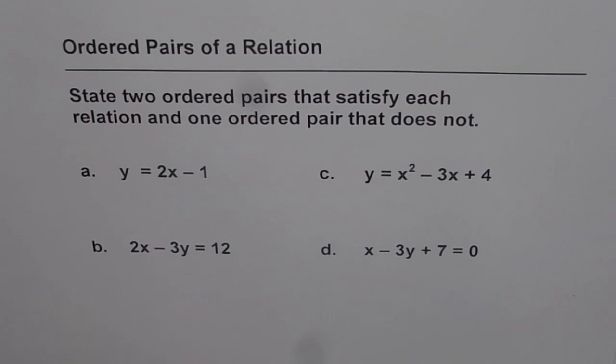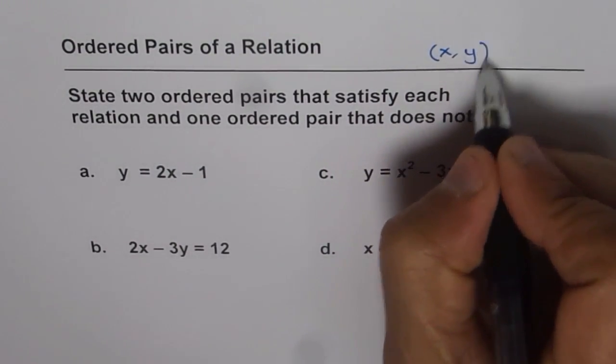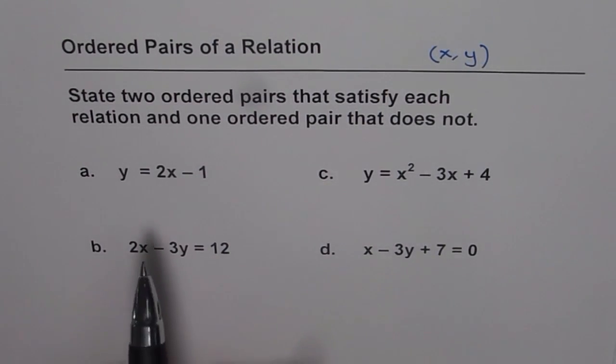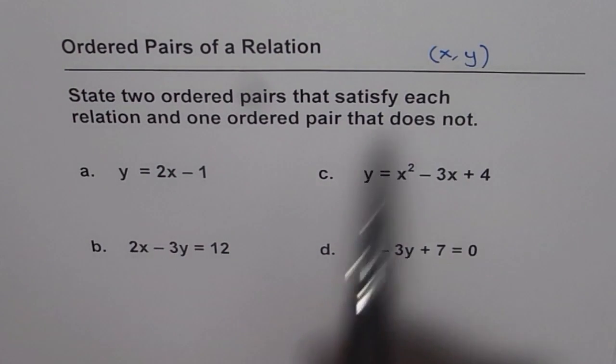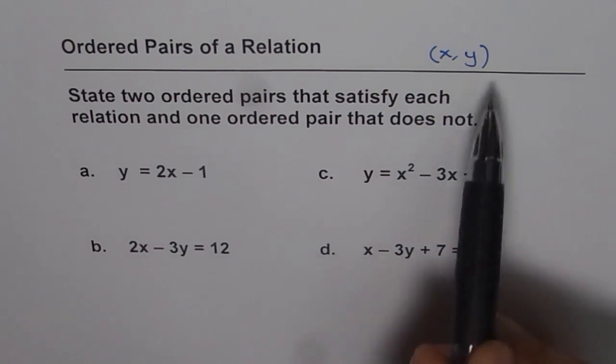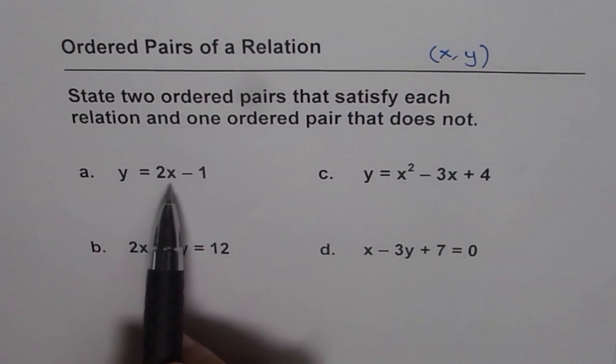Ordered pairs of a relation. State two ordered pairs that satisfy each relation and one ordered pair that does not. So as you know, ordered pairs are a set of x and y points which lie on the relation. That is to say that if I plug in a value of x, then for that value I should get the y value. Now in this first relation, it represents a line.